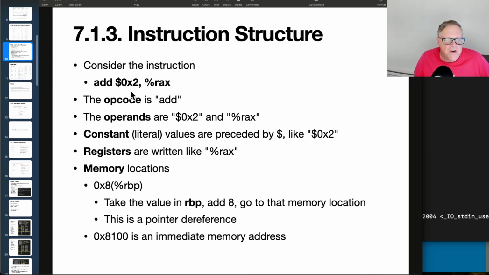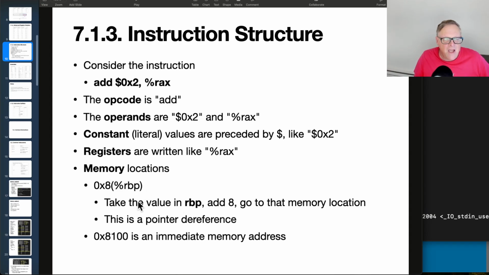All right, so here's an instruction, add 2 to RAX. That was part of that function we just looked at. So the opcode is add, the operands are 2 and RAX. Literal values are preceded with the dollar sign. So that's the literal value 2. Registers have a percent, like %RAX, and memory locations have parentheses to indicate them.